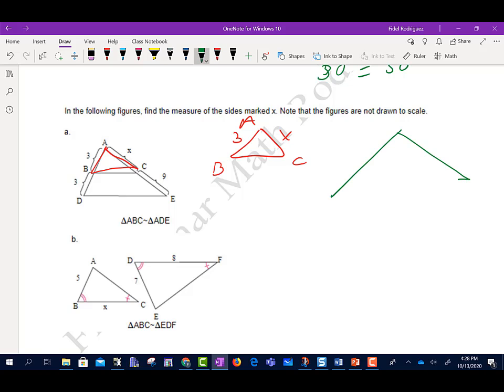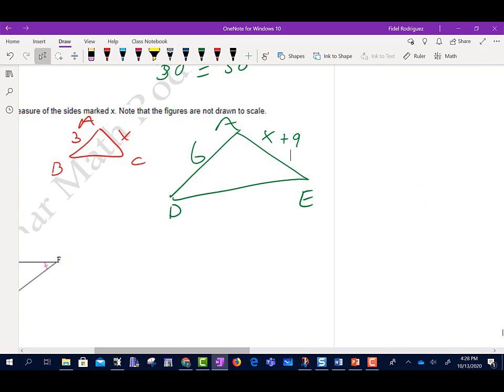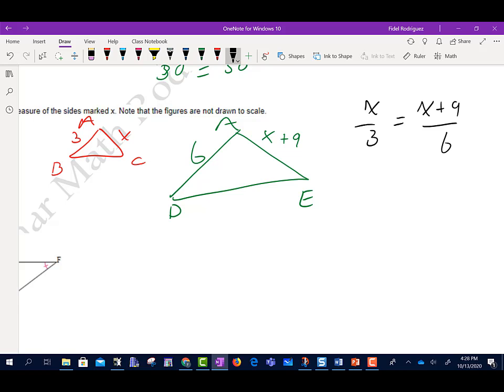And then let's draw the bigger triangle. This is A, that's D, that's E. This whole piece here will be 6, because I got to add those together. And this whole piece here will be X plus 9. So I'm just going to kind of slide over my notes so that we can see if we can figure this out. Okay, so let's say X over 3 is going to be equal to X plus 9 over 6.